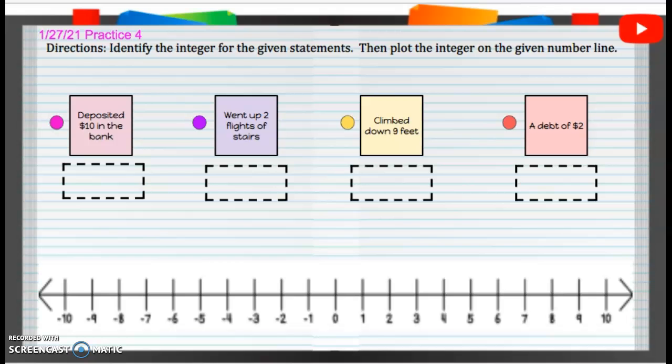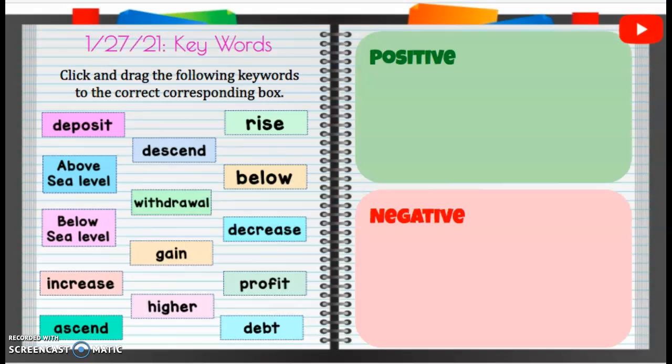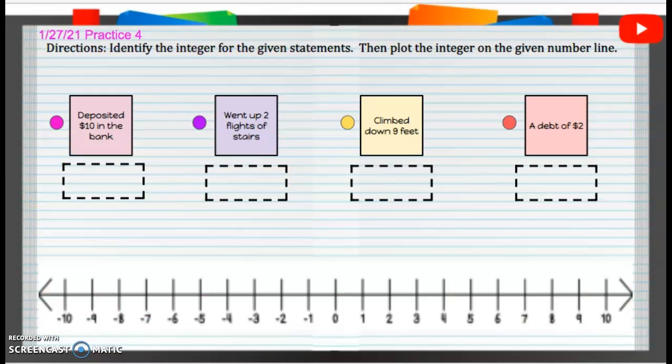So remember when we did our positive and negative with our positive and negatives, putting them with the words? So we're going to take a look here. So if you deposit $10 in the bank, that means you're gaining $10. So that's going to be 10. If you went up 2 flights of stairs, you gained 2 flights of stairs.